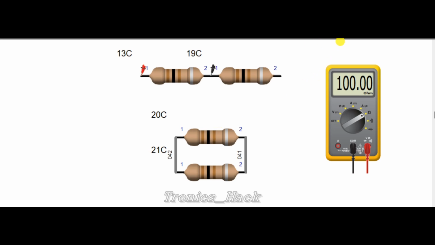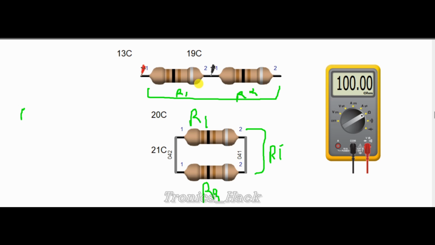Let me give you more details about this. I want us to be comfortable afterwards. I will call this one R1 and this one R2, and the total RT. Let us calculate RT. You already know that the voltage there is R1 plus R2, that gives us 200.